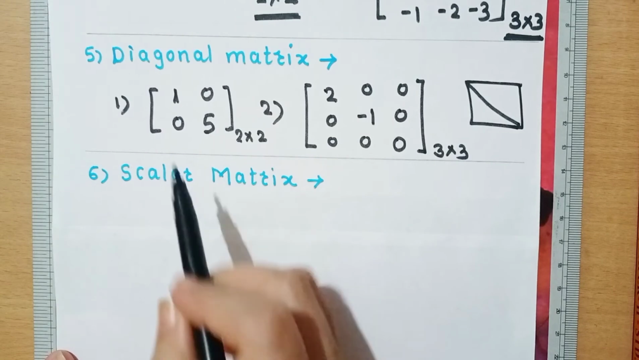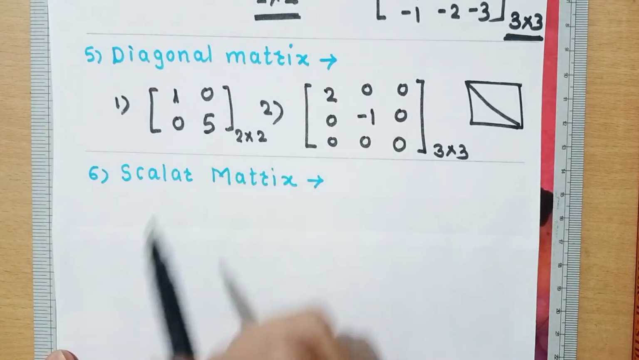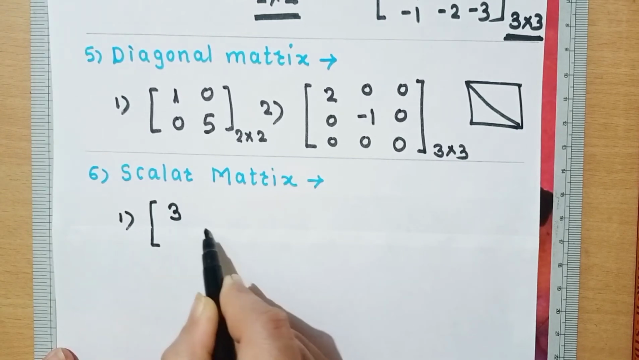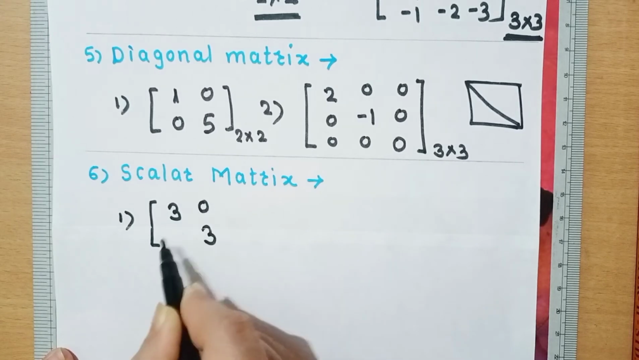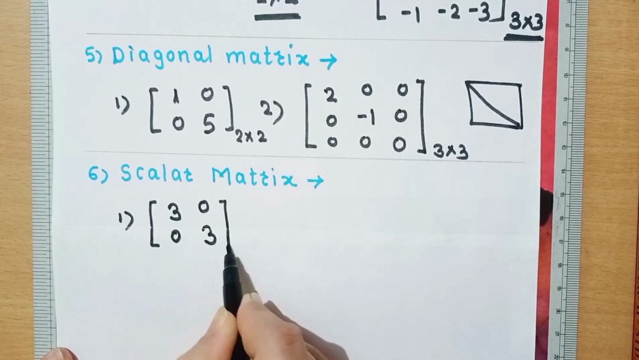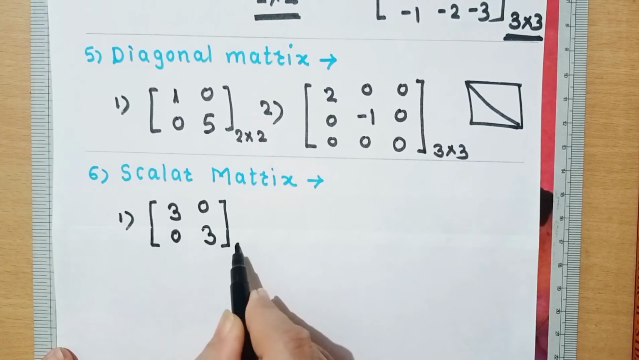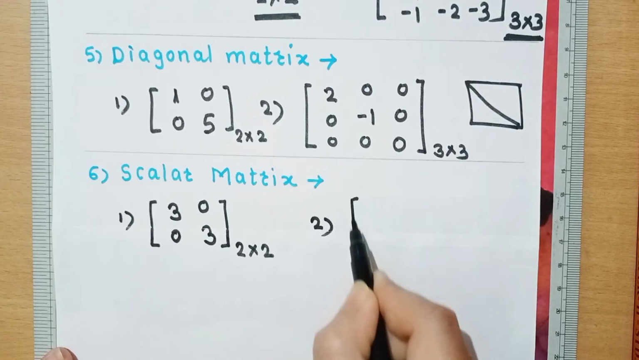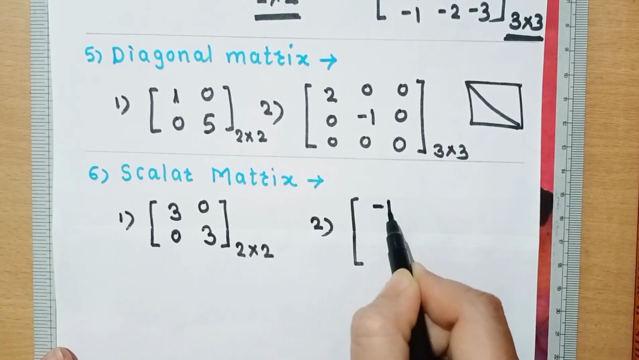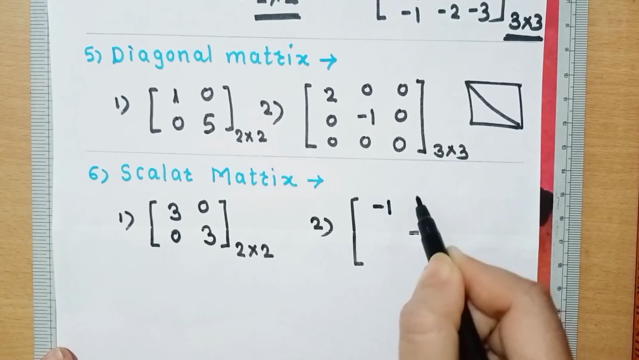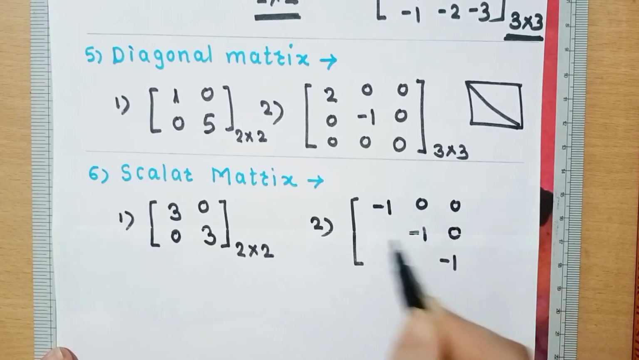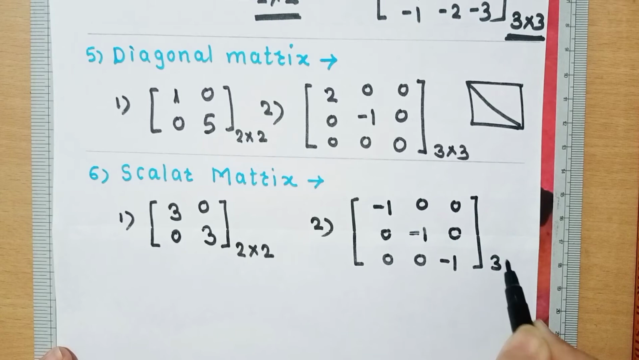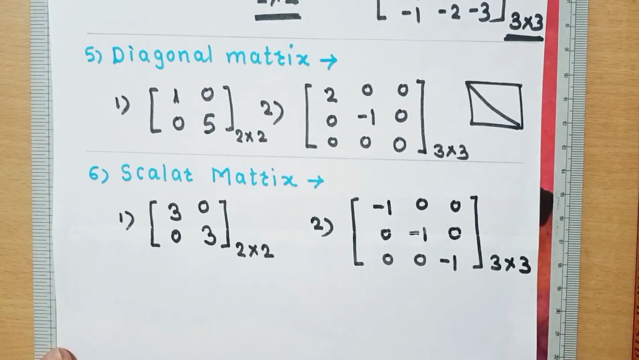Scalar matrix means actually the diagonal matrix in which all diagonal elements are the same. So suppose 3, 3. These are diagonal elements and non-diagonal elements are 0. These two are the same. So this is a scalar matrix of order 2 by 2. Second example, suppose I'll consider minus 1, minus 1, minus 1. All non-diagonal elements are 0. So this is called a scalar matrix of order 3 by 3.